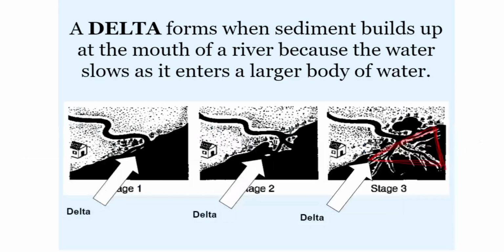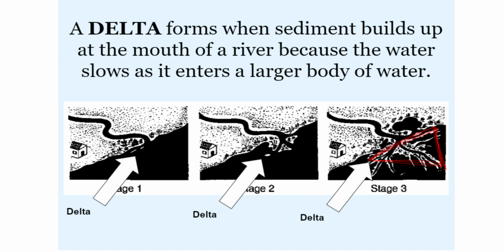Okay, so let's talk about what a delta is. A delta forms when sediment builds up at the mouth of a river because the water slows as it enters a larger body of water. Normally rivers end up in the ocean. When rivers end up in the ocean, a lot of rivers tend to carry sediments or small broken pieces of rock. They're eroding or carrying those sediments, right? But when the river enters the ocean, it starts to slow down, and because it slows down, it can't really carry those large sediments or particles anymore, so it starts to deposit them. So this is where deposition comes in.